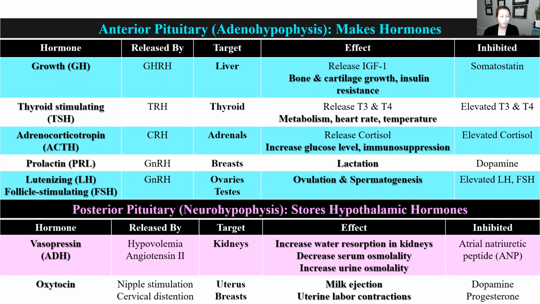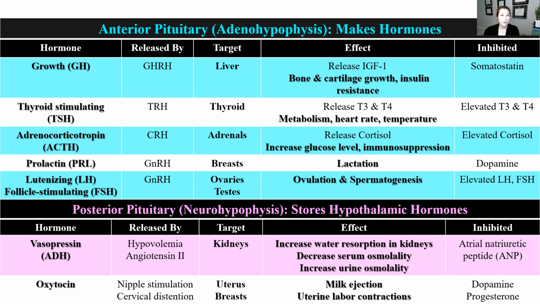We'll start with growth hormone. This is released by growth hormone releasing hormone, acts at the liver to release IGF-1. This will stimulate bone and cartilage growth and also causes insulin resistance. This is inhibited by somatostatin. Soma means growth and statin means stop or slowed. So somatostatin means to stop the growth.